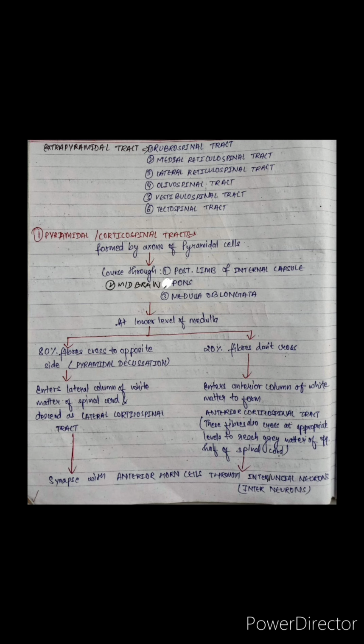Now we have already discussed the pyramidal corticospinal tract, which is formed by the axons of pyramidal cells, and it courses through the posterior limb of the internal capsule, midbrain, pons and medulla oblongata. And at the lower level of the medulla, 80% of fibers cross to the opposite side, which is also known as pyramidal decussation, which enters the lateral column of white matter of the spinal cord and descends as the lateral corticospinal tract, whereas 20% of fibers remain uncrossed and enter the anterior column of white matter to form the anterior corticospinal tract. These fibers also cross at the appropriate level to reach the gray matter of the opposite half of the spinal cord. And from here, both the tracts synapse with anterior horn cells through internuncial neurons and supply the respective skeletal muscles.